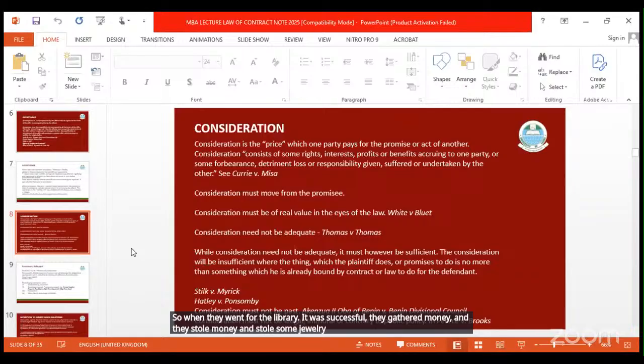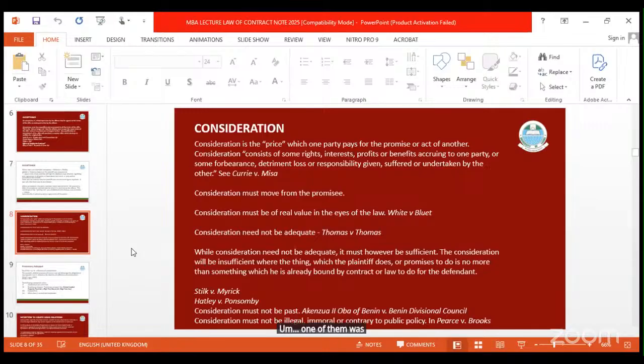So when they came for sharing, one of them was shortchanged. They didn't give him what they had agreed. So he went and got a lawyer. The lawyer sued the other armed robbers in court, and asked the court to tell them to give him his own share of the robbery that was committed.